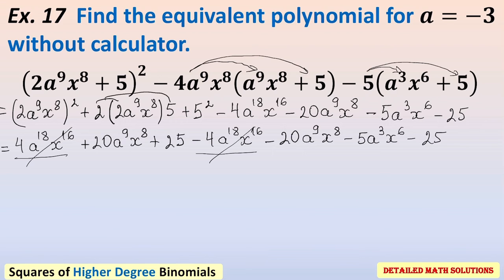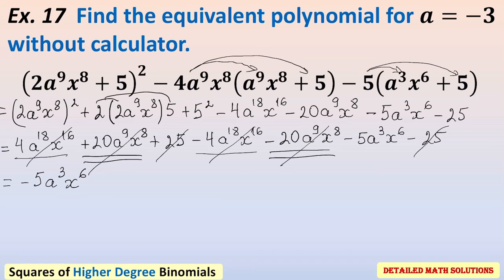The same way, 20a to the 9th power x to the 8th power and minus 20a to the 9th power x to the 8th power also cancel out. And I have 25 and negative 25, which also cancel out. As a result, I have only one term left, which is negative 5a cubed x to the 6th power.